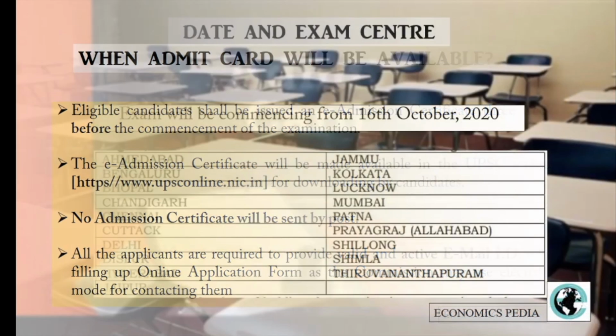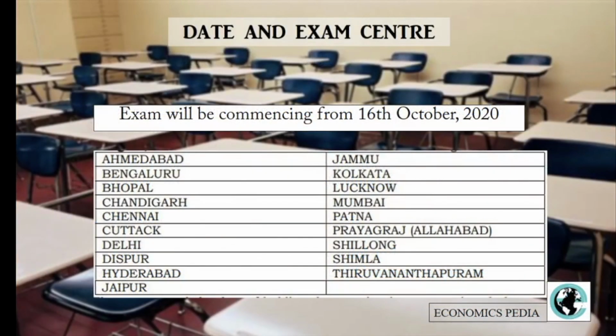Now the date of examination, as we all know, will be from 16th of October, for 3 consecutive days, that is 16th, 17th and 18th. You can find the details regarding the dates of examination by clicking on the card, as you can see on the top left corner. The table given below shows the centers where the examination is supposed to happen. These are the examination centers. Take a note of these centers.